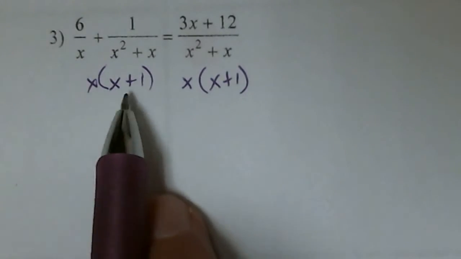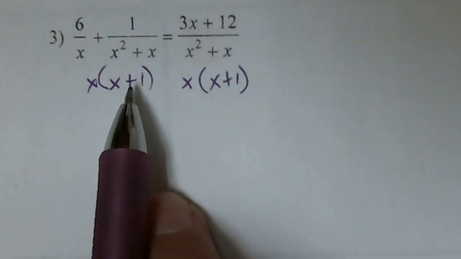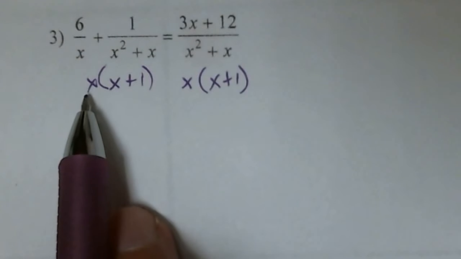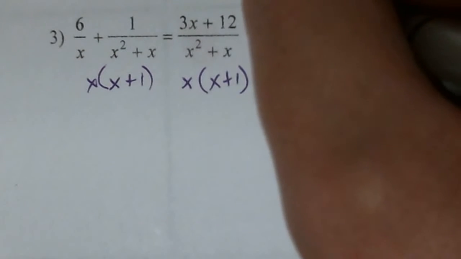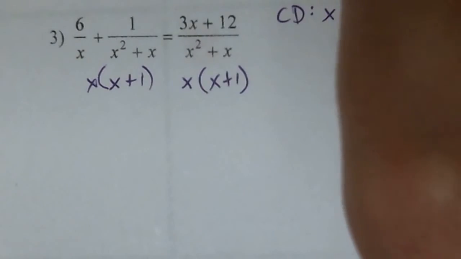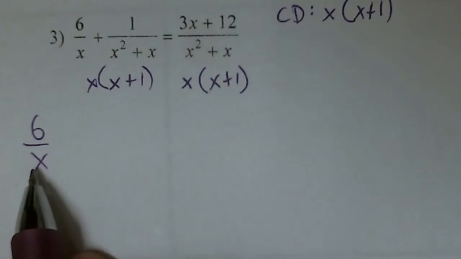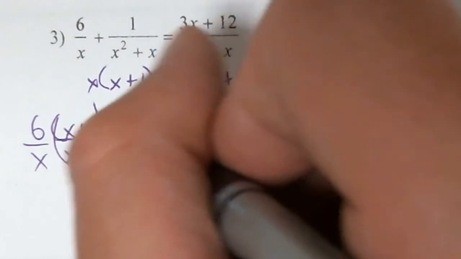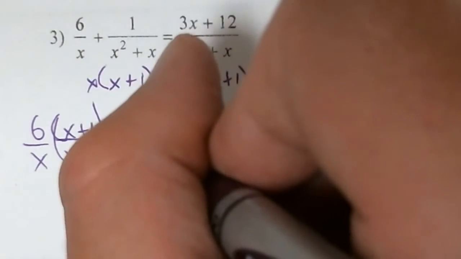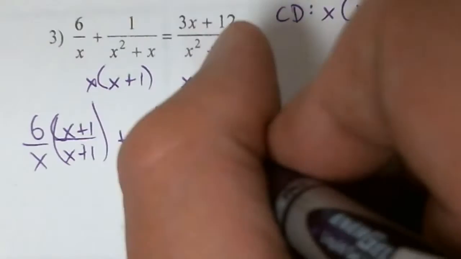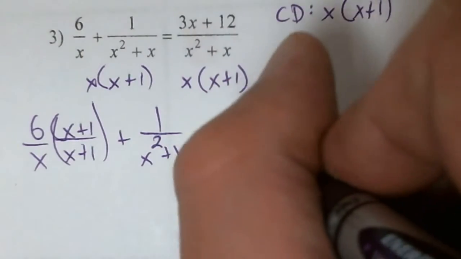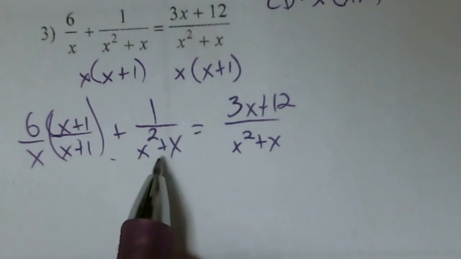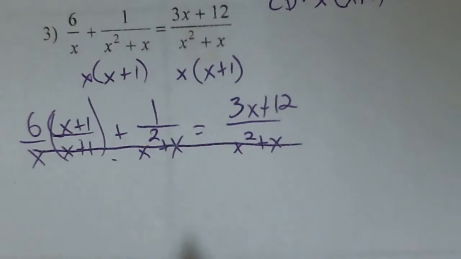Okay, does x and x plus 1 have anything in common? No, so the least common multiple, the common denominator, is x times x plus 1. That's your common denominator. Okay, so 6 over x. What does that need to get to x times x plus 1? It needs an x plus 1 over x plus 1. The 1 over x squared plus x, that doesn't need anything, equals 3x plus 12 over x squared plus x. That doesn't need anything. All right, so x times x plus 1 is x squared plus x. So our common denominators go away.